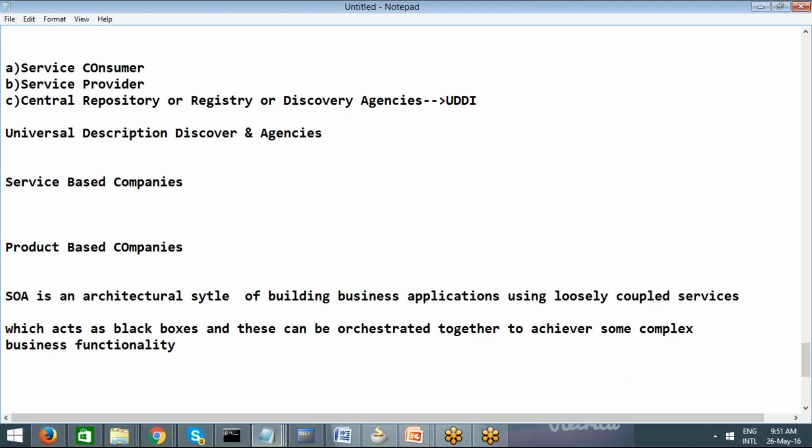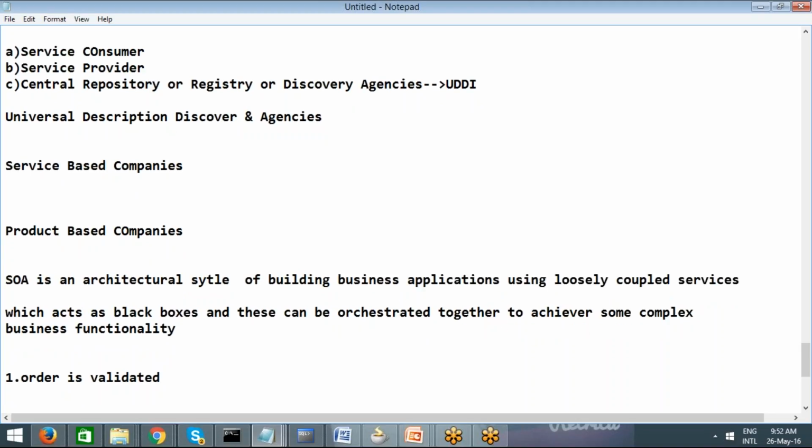So let's say what happens over here is, first the order is validated. Let's say I have developed a web service which does the order validation. The order details go as an input and I get an output which is the order validation response, which might be success or failure. Now based on this, if the order is validated successfully, then we get an option to make an online payment, where we need credit card validation.